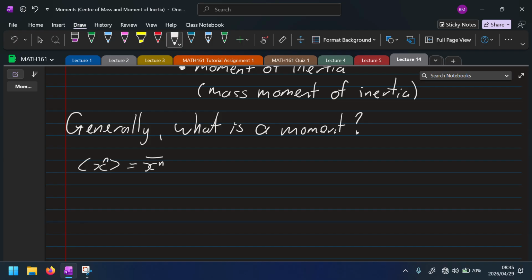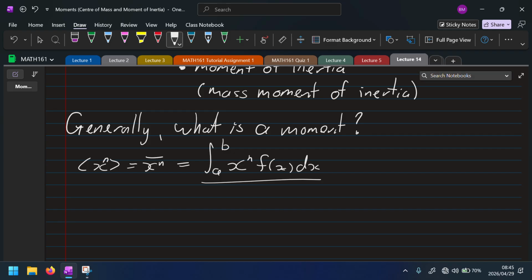Just note that does not mean vector. I know in your MATH162 and so on, you have vectors with the line at the top. This is not a vector, that means average. So this is given by the integral from a to b, x to the n, f of x dx.